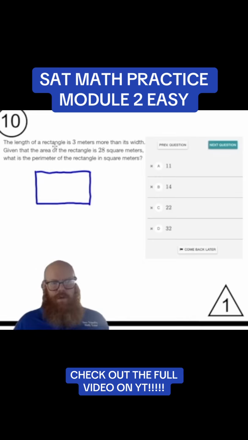So what we have is the length of the rectangle is 3 meters more than the width. So I'm gonna call the width x and the length x plus 3. And when I multiply them, I get 28.